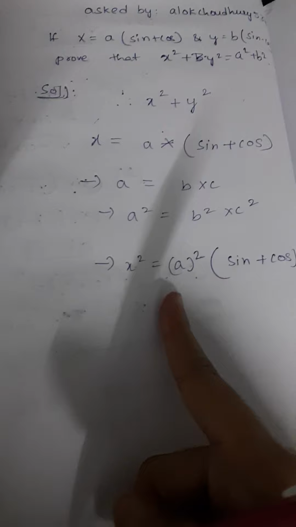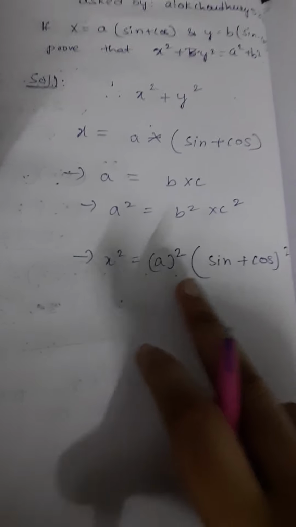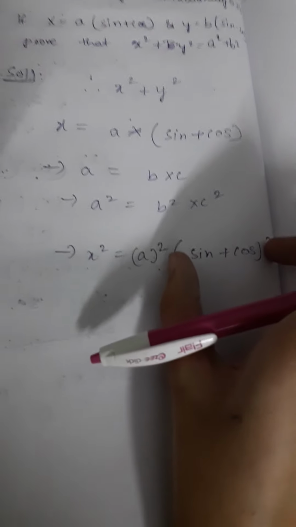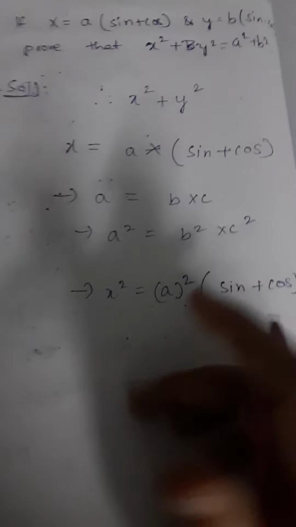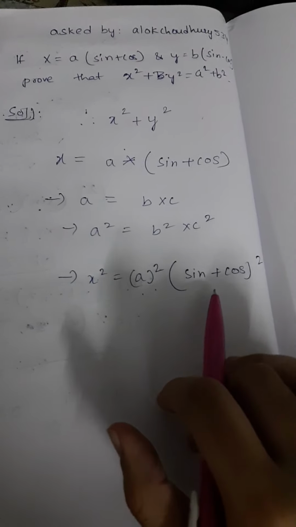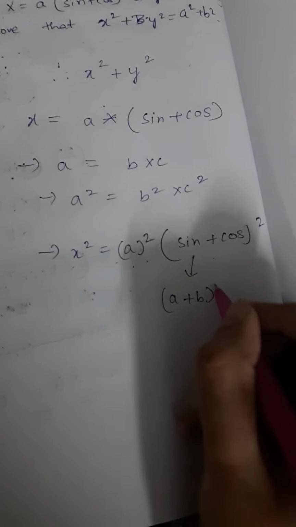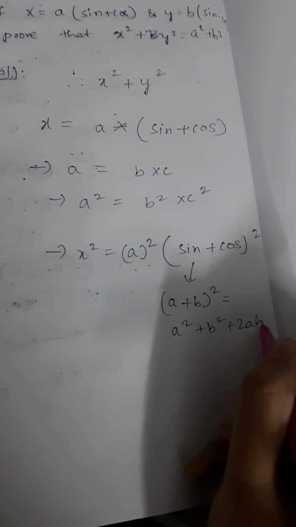Now this is the value of x squared equals a squared into sin plus cos whole squared. Now this is an element, this is a value. Sin plus cos whole squared has a value, and this is a squared. Now what we are going to do here is that you can't simplify a squared further, but you can simplify this with the rule of a plus b whole squared equals a squared plus b squared plus 2ab.